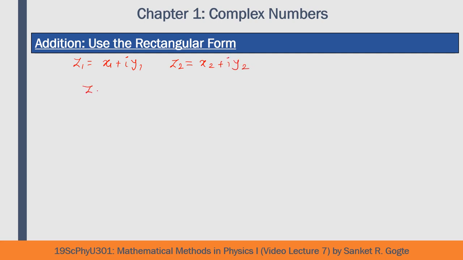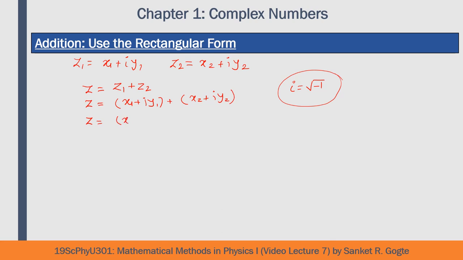Suppose z is the addition of these complex numbers, z1 plus z2. Now when I add these two numbers, where z1 is x1 plus iy1 and z2 is x2 plus iy2, what I can do is treat this i, which is the imaginary number square root of minus 1, as any other real number, and therefore I can rearrange the right hand side as x1 plus x2 plus i into y1 plus y2.